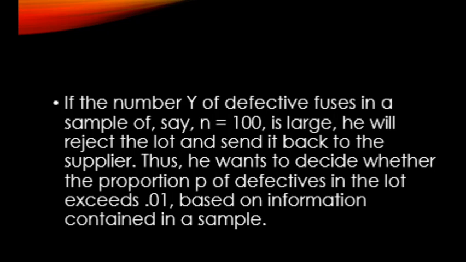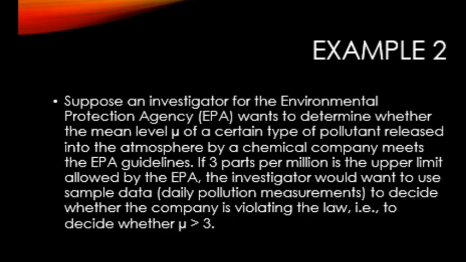Let's say he picks a sample of size 100, assuming it's a simple random sample and it represents the population. And let Y be the number of defective fuses. So now, if the number of defective fuses is large, or it exceeds 0.01, which was the claim, then we have a larger number of defective fuses than was claimed. In that case, he would have to decide whether he wants to keep the lot or send it back. So if it's more, he would send it back. If not, he will keep it.